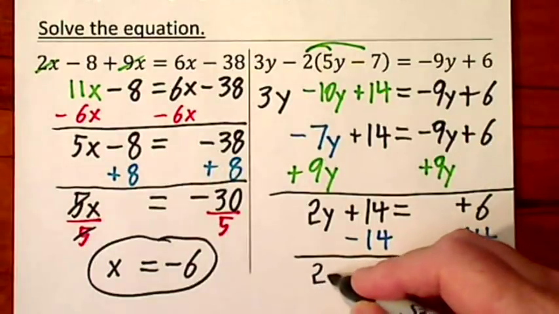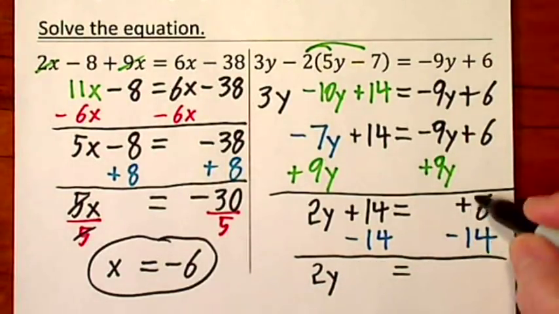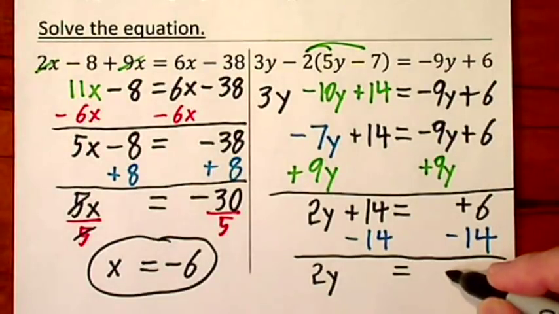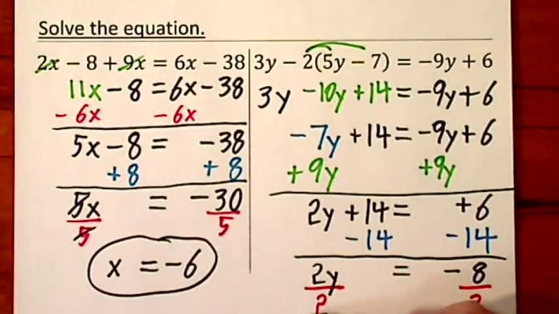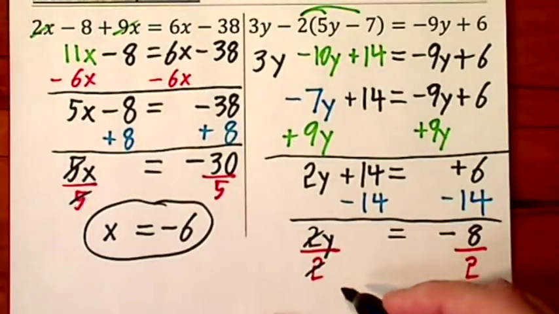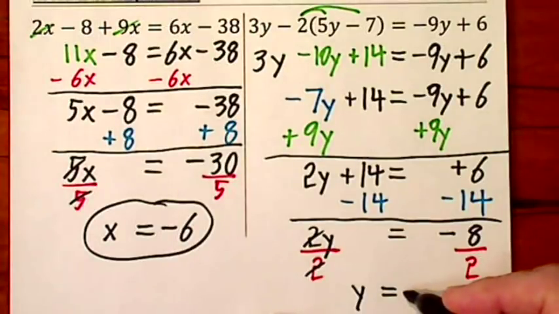Bring down the 2y, the equal sign. Signs are different. We'll subtract, keep the sign of the larger. It's going to be a negative 8. And one more step. We want to get rid of that 2. It's held by multiplication, so I'll divide by 2, divide by 2. 2 goes into 2 once, so we have 1y, or I'll just write y. Negative 8 divided by 2 is negative 4.